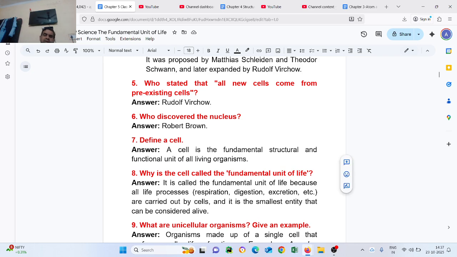A cell is the fundamental structural and functional unit of all living organisms. Question number 8. Why is the cell called the fundamental unit of life? Answer: It is called the fundamental unit of life because all life processes, respiration, digestion, excretion, etc. are carried out by cells and it is the smallest entity that can be considered alive.